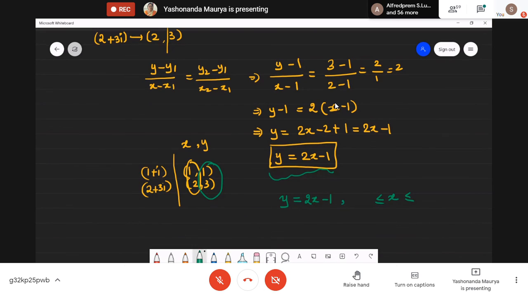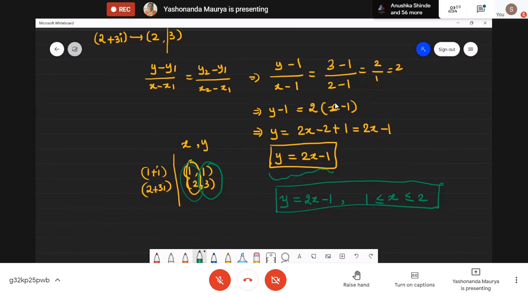What is the variation for x? We have just now identified it. It will be from 1 to 2. If we put 1 here, what do we get? Y will be 1, so that is the point (1, 1). If I put 2 over here, it will be 4 minus 1, so it will be 3. So it will be from 2 to 3. Is this clear? This is one way of writing the curve.